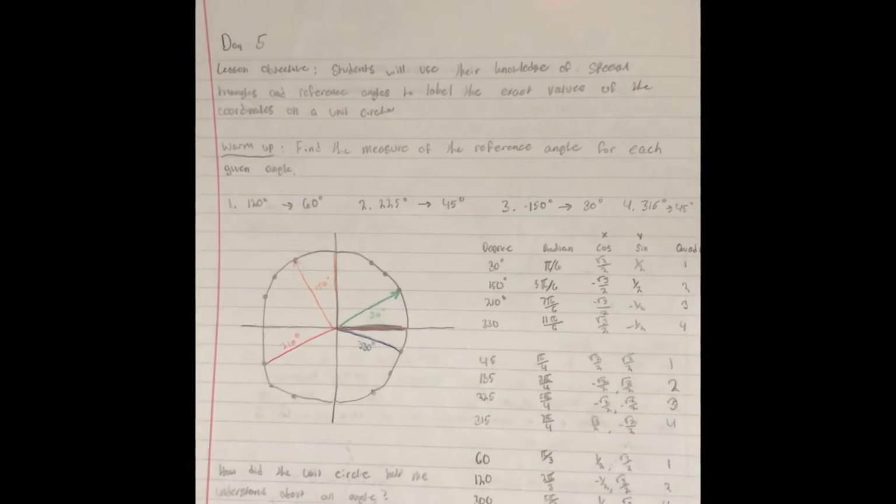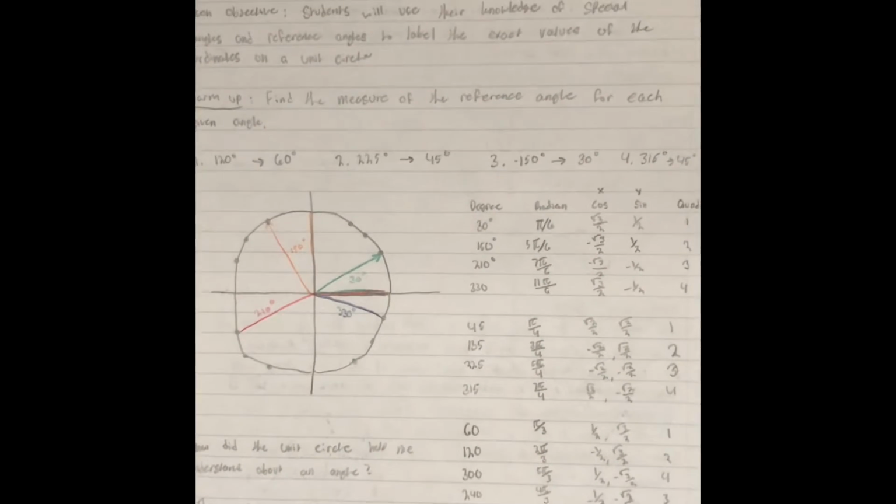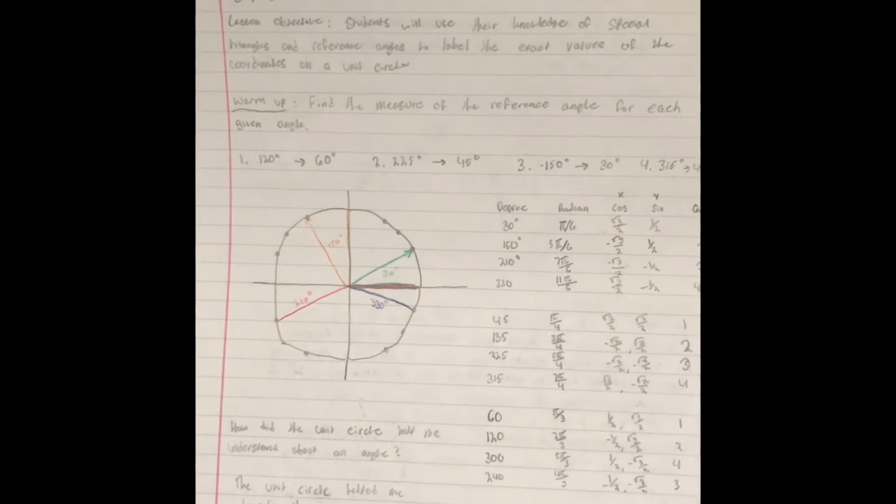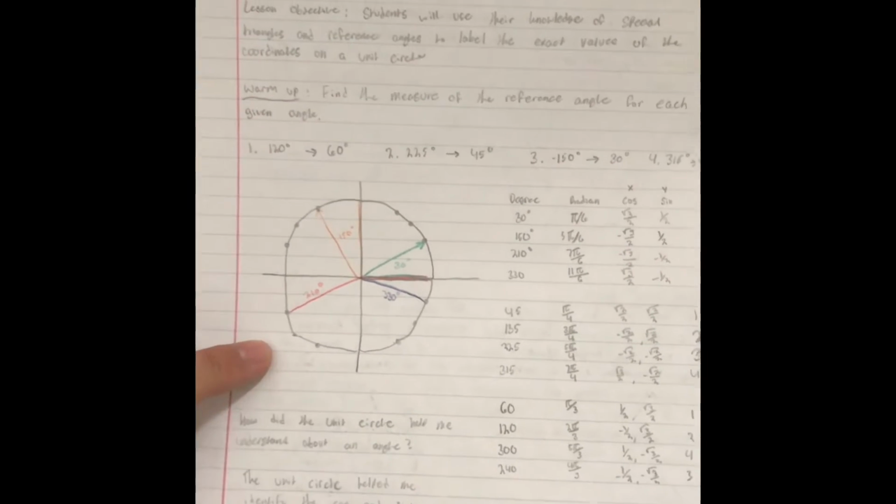On day 5, we used special right triangles and reference angles to label the exact value of the coordinates on a unit circle. Right here is a picture of a unit circle. These are all the degrees and radians and cosine and sines and quadrants right here.